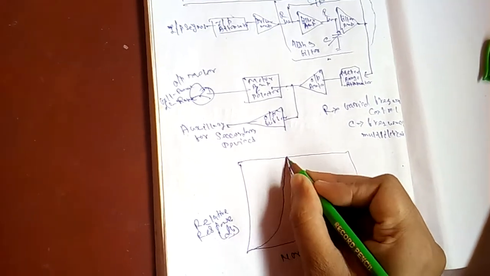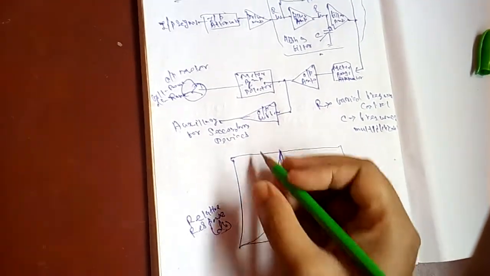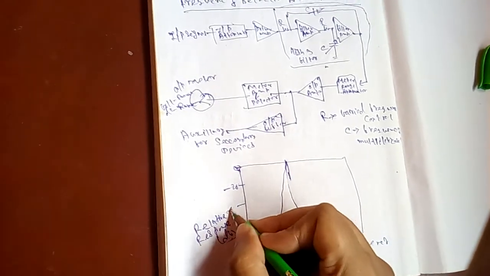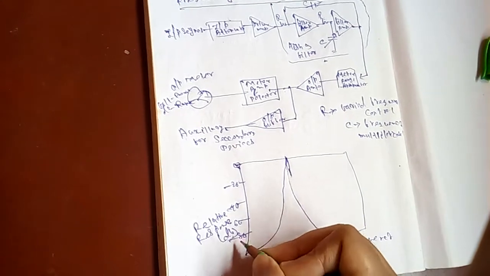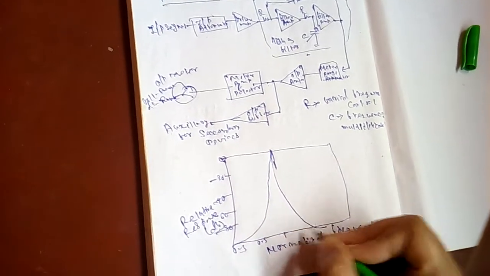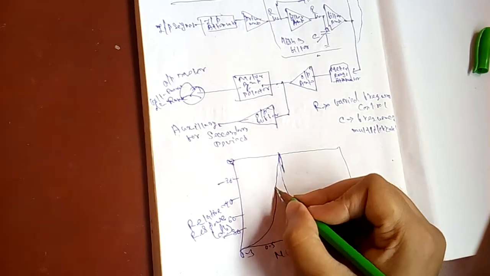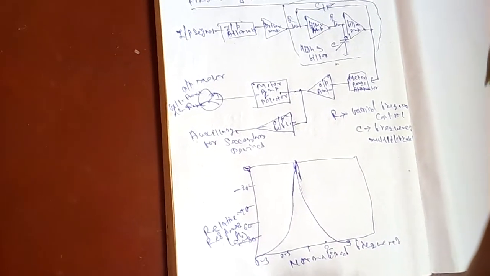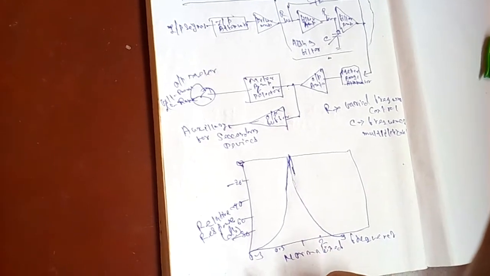The response is narrow here and then gradual. The values are 0, -20, -40, -60, -80, and the frequency axis reads 0.3, 0.5, 1, 2, 3. So we see that the response goes upward and then gradually decreases with frequency.